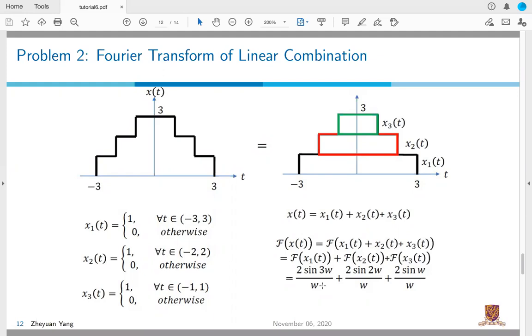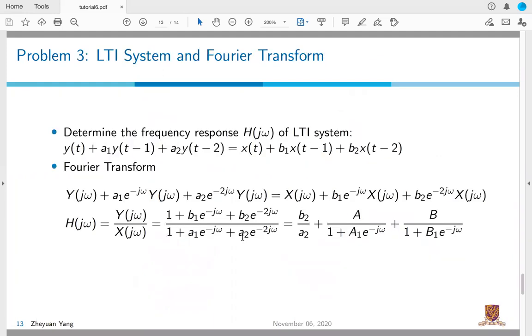So this is the second problem. The third problem is about the LTI system and the Fourier transform. I also show the result here.